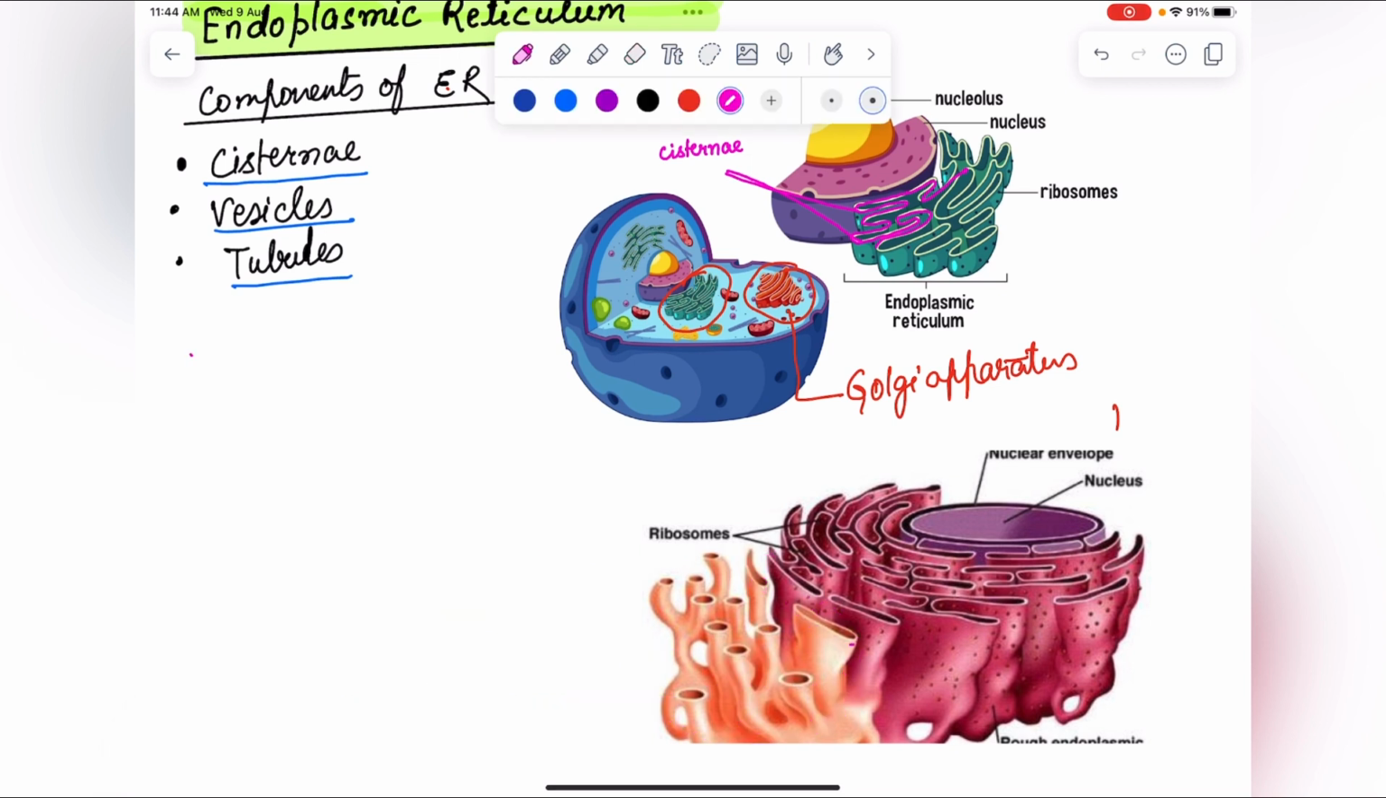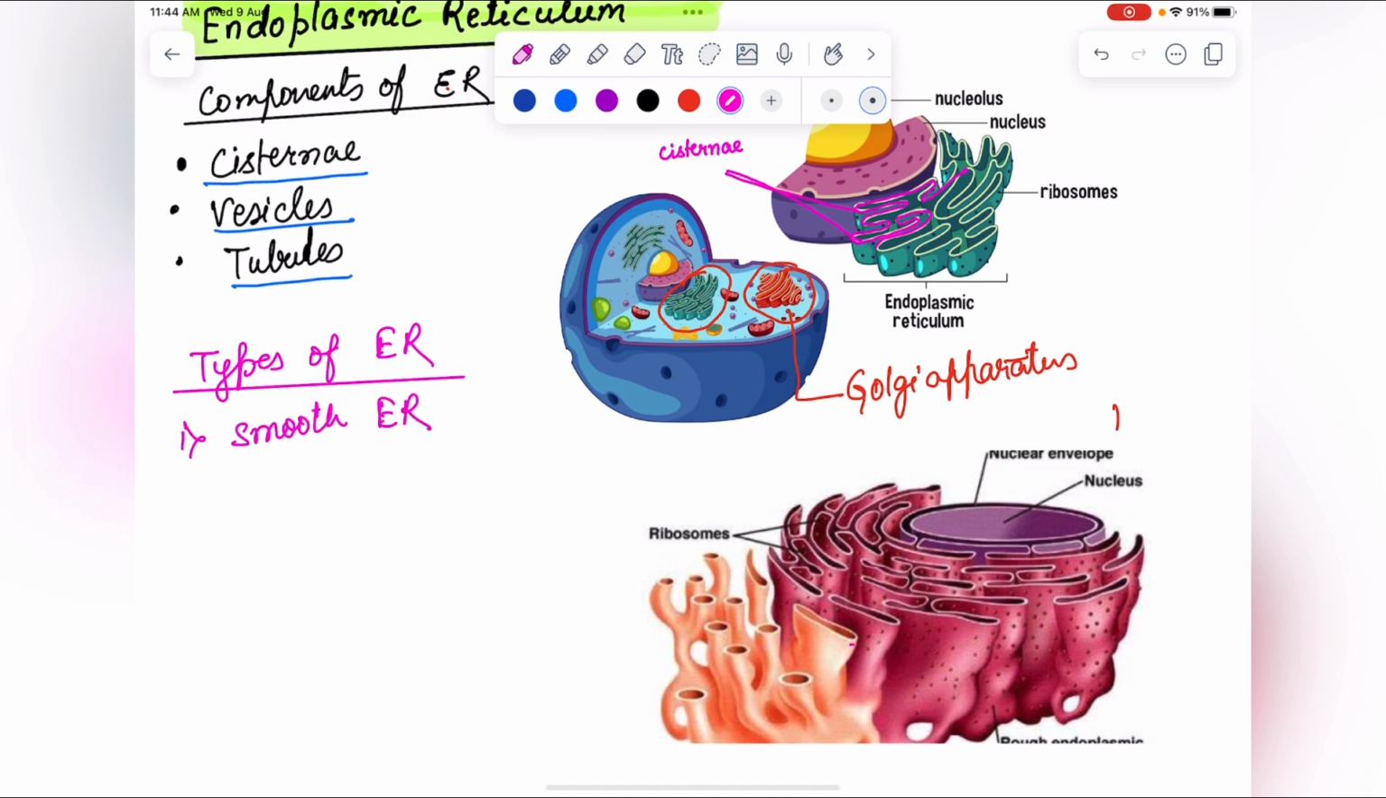Next, types of endoplasmic reticulum. First one is smooth endoplasmic reticulum, or you can say agranular endoplasmic reticulum. It has smooth membranes, without ribosomes. That's why it is called smooth endoplasmic reticulum.